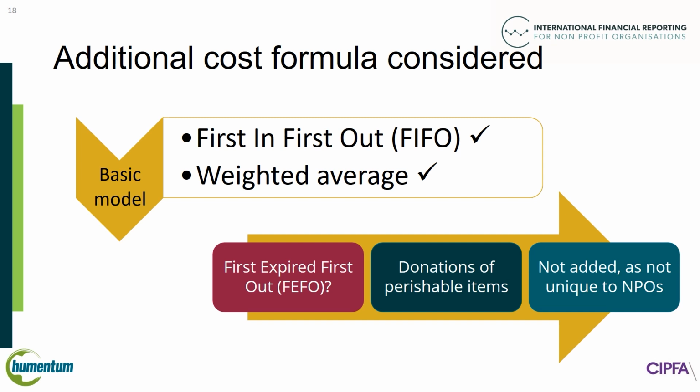For NPOs holding multiple units of identical inventory items, it is necessary to use cost formulas. INPAG permits two cost formulas, first in first out, or the weighted average method. A third formula, first expired first out, was also considered, given that it could be more appropriate for NPOs receiving donations of perishable items, such as food or medical supplies. However, inventories of perishable items are not unique to NPOs, and an additional cost formula was not considered necessary. The basis for conclusions explains when such inventories could be treated as a separate class, without the need for a new cost formula.